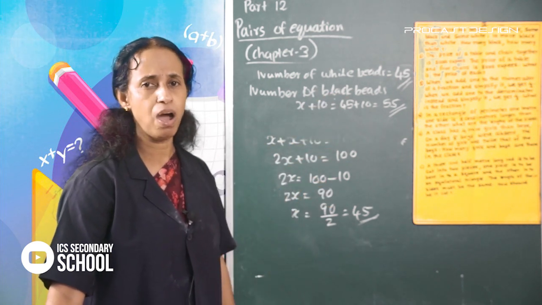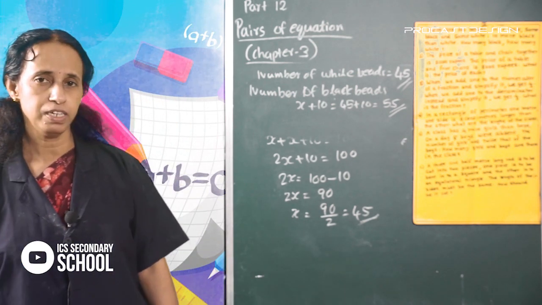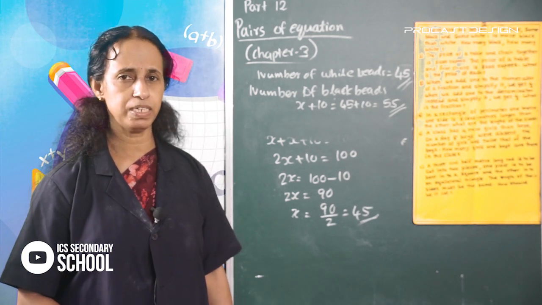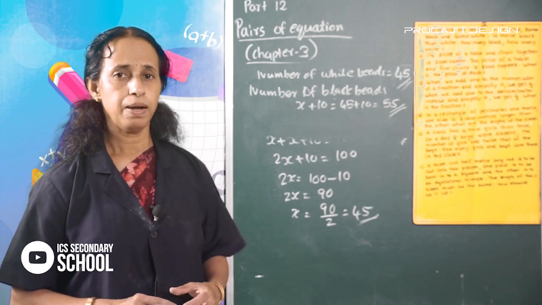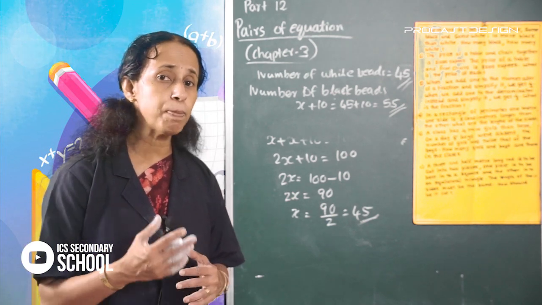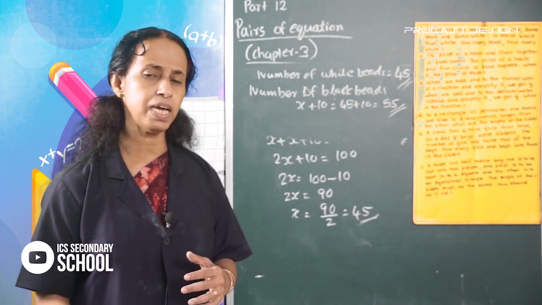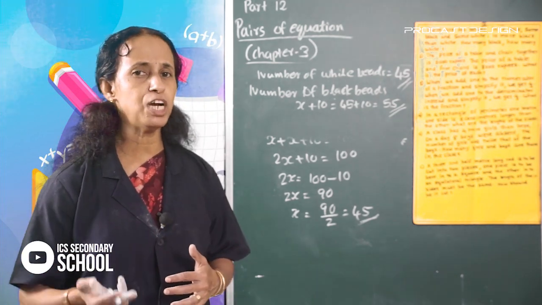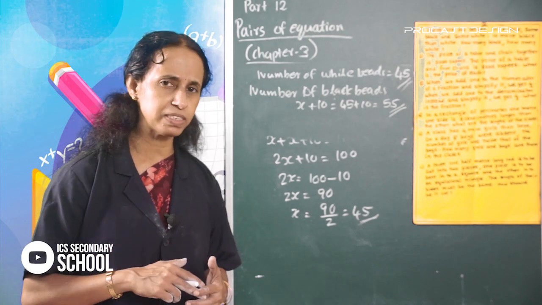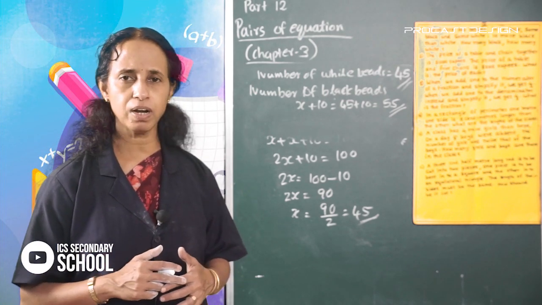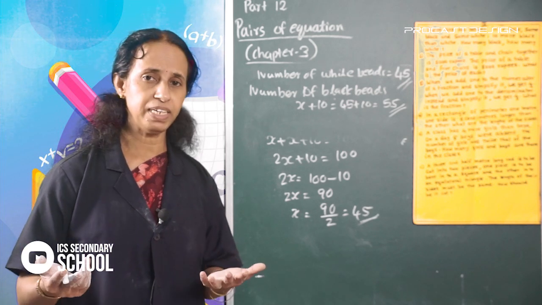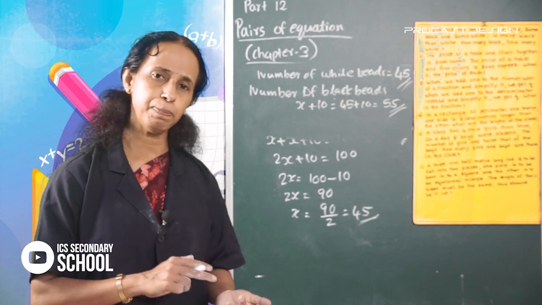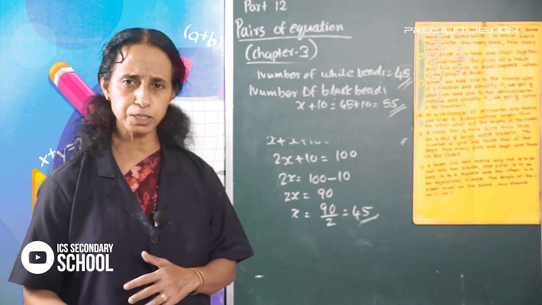Total number of bits equal to 100. Here there are 100 bits in a box, some black and some white. The main point of this question is 10 more black than white. So we take white bits equal to x, black bits equal to x plus 10. Or you can take black bits equal to x, white bits equal to x minus 10.